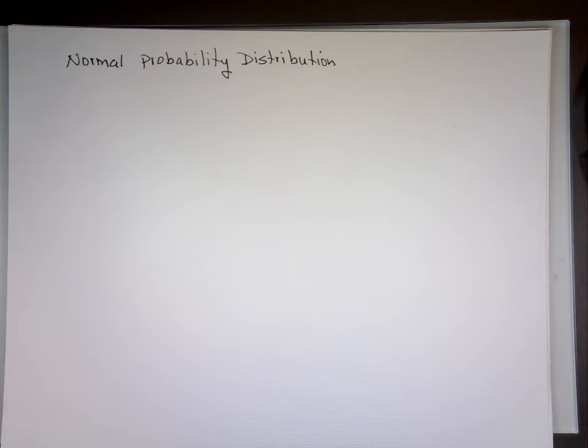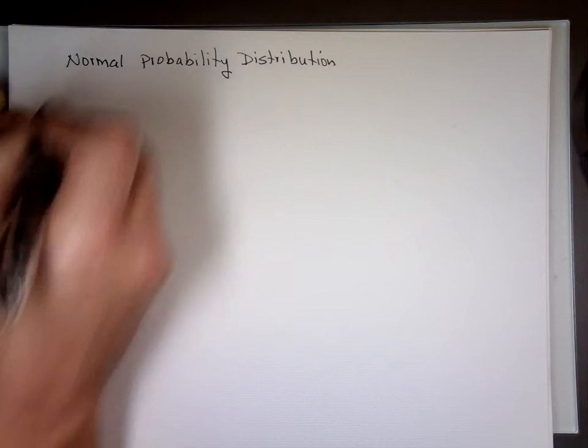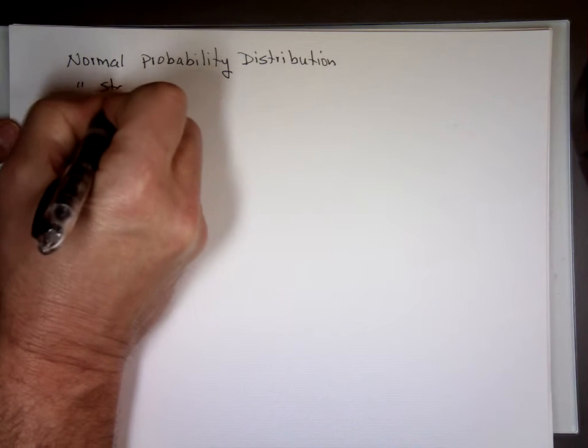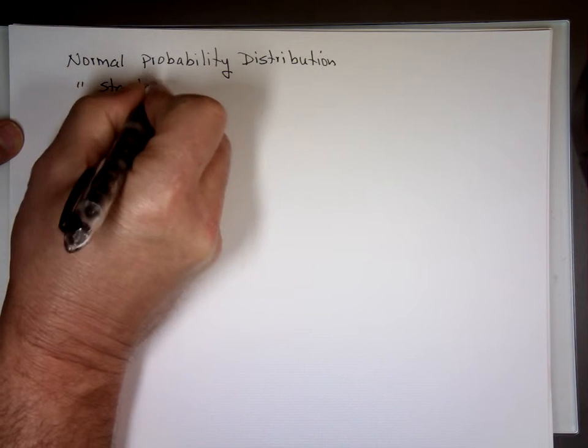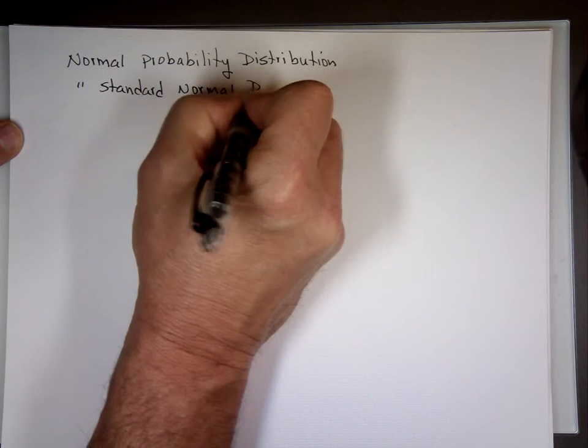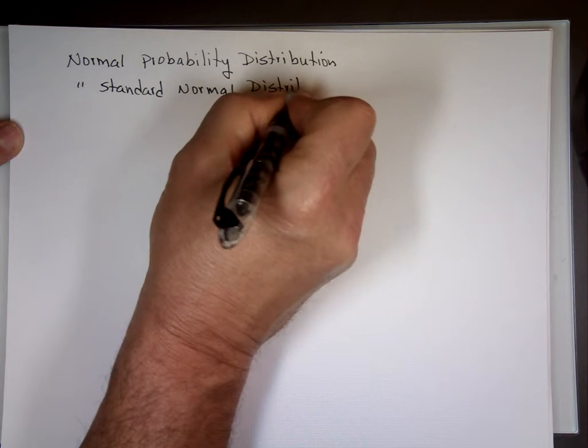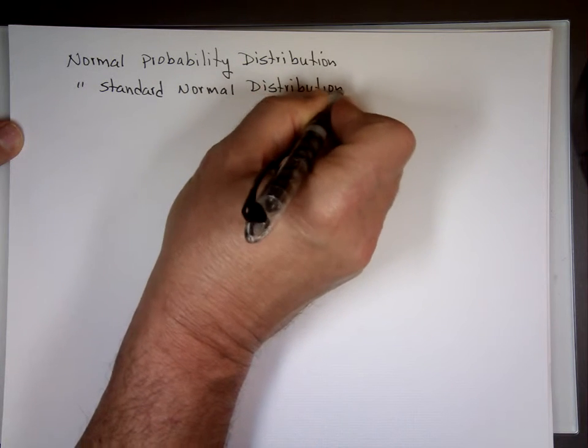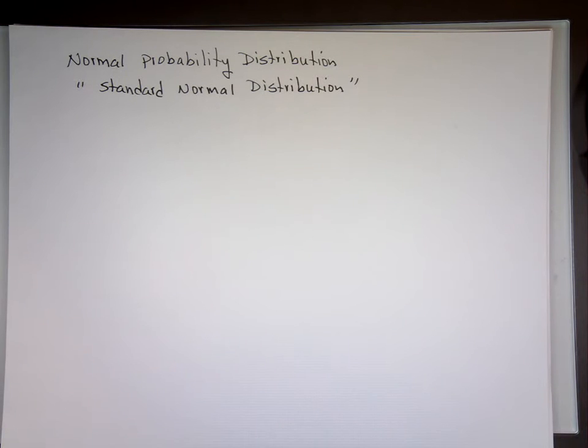Normal probability distribution. Sometimes we call this standard normal distribution. You might hear this standard normal distribution. Well, what does a standard normal distribution, or normal probability distribution, look like?